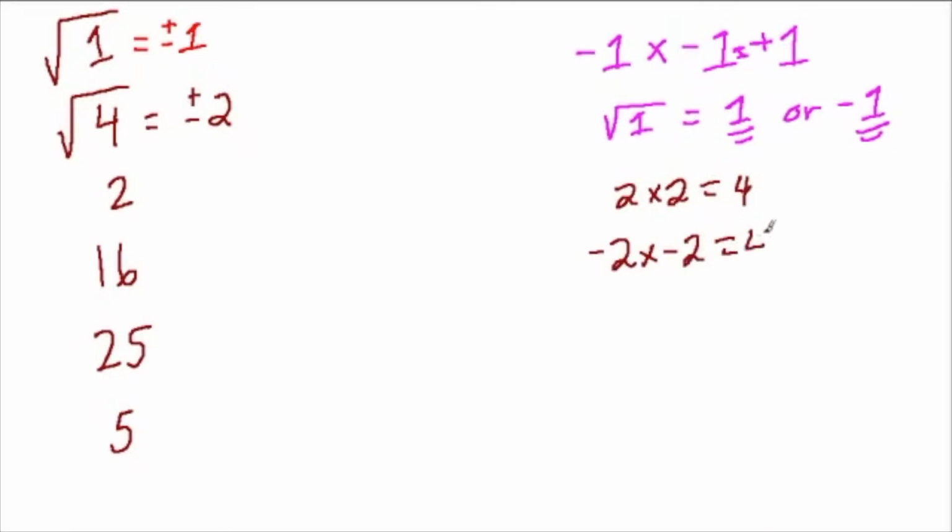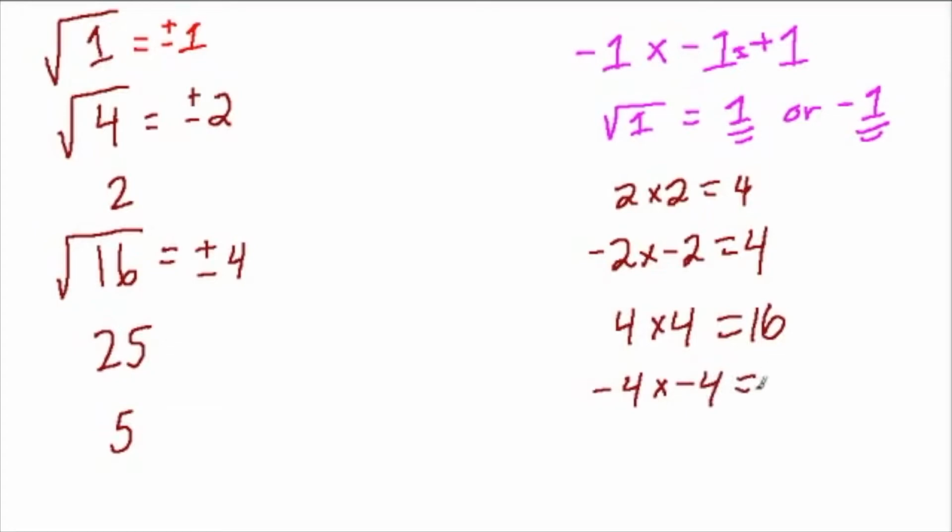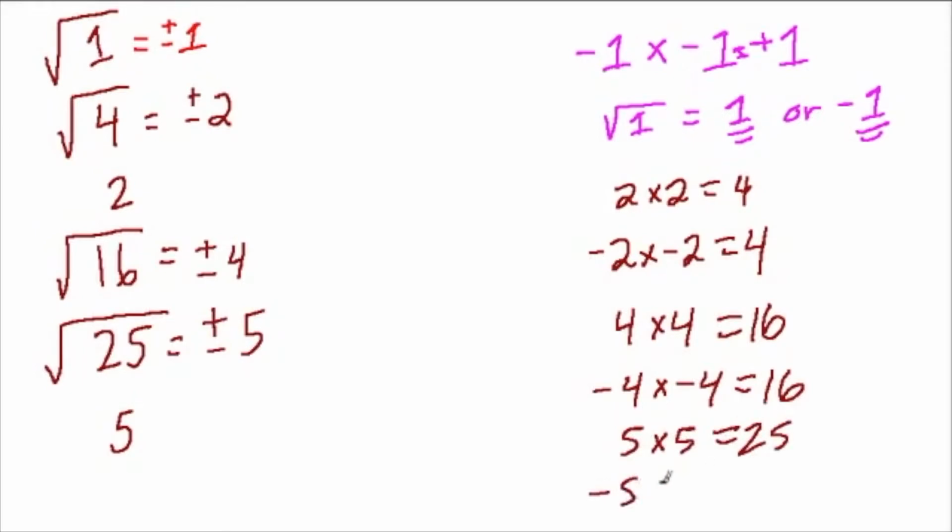It's also 4. What about the square root of 2? We'll come back to that one. Square root of 16 is equal to positive or -4, because 4 times 4 is 16, and so is -4 times -4. That's also positive 16. Square root of 25 is equal to positive or -5. Why? Because 5 times 5 is 25, and -5 times -5 is also 25.